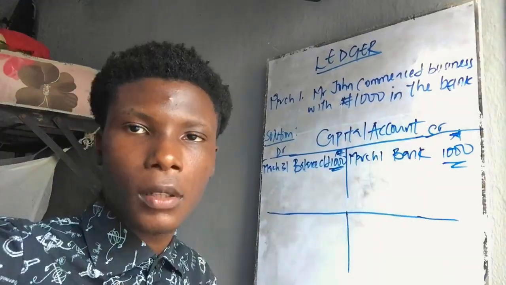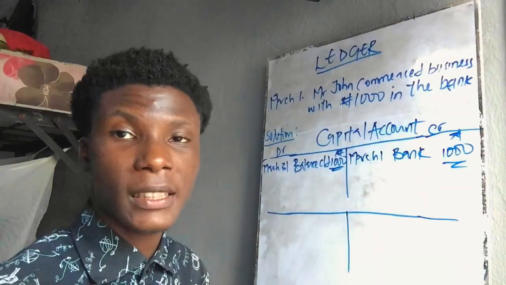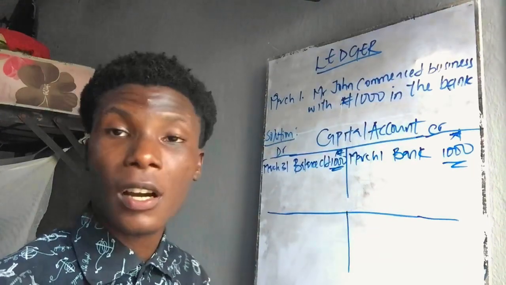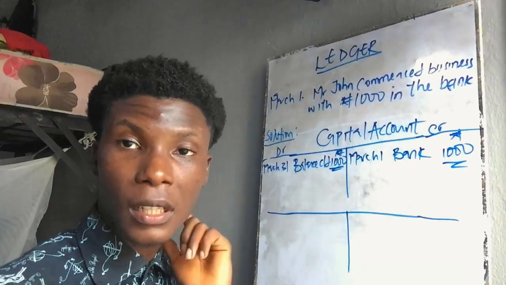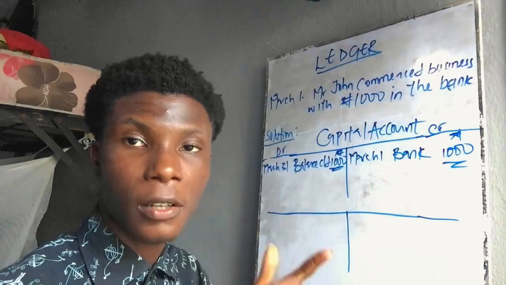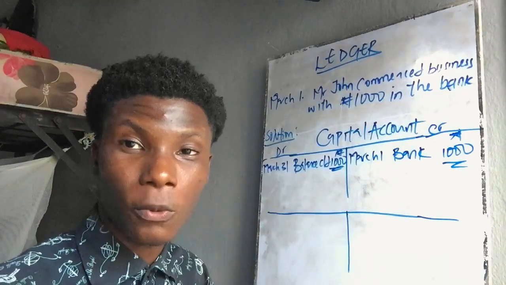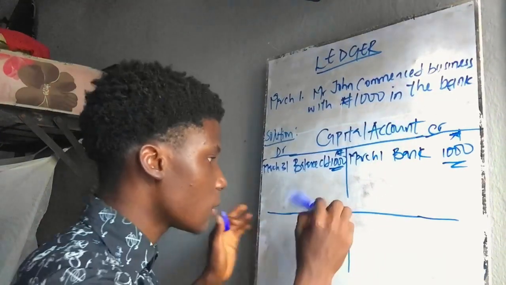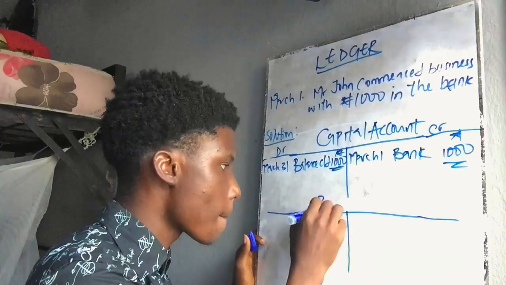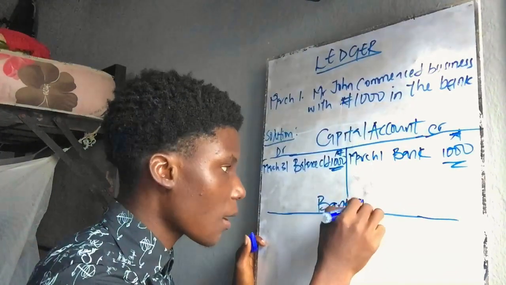Since we have treated capital, we are going to put the corresponding account in the next ledger. Remember, we are dealing with capital and bank. So this is the bank account.